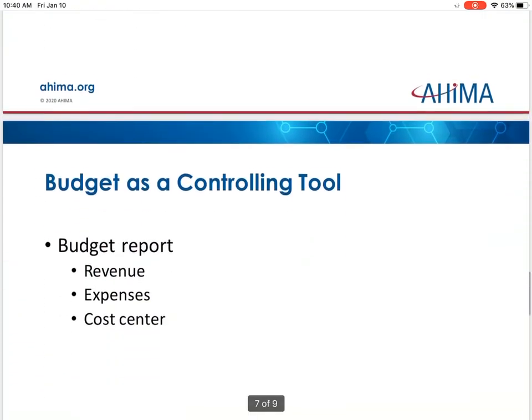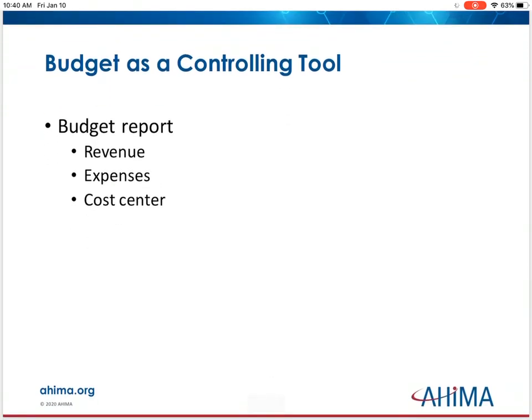All right, so let's talk about budget as a controlling tool. So once your fiscal year begins, the budget becomes a controlling tool. So you get a budget report generated each month by the budget department for your HIM managers to review.